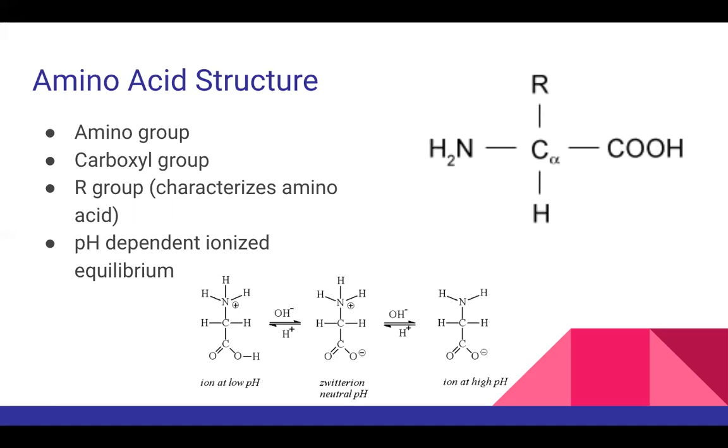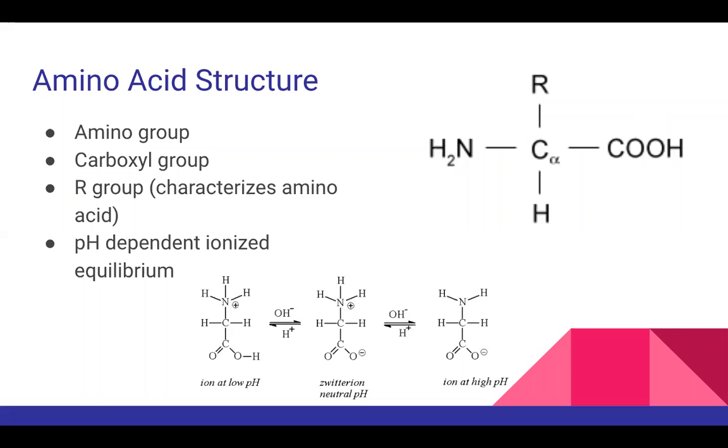They're dependent on the pH, depending on their state, whether they're positively charged, negatively charged, or neutral. So a zwitterion is a neutral amino acid. That means that it has the positive charge on its amino group and a negative charge on its carboxyl group, to make the whole thing neutral.